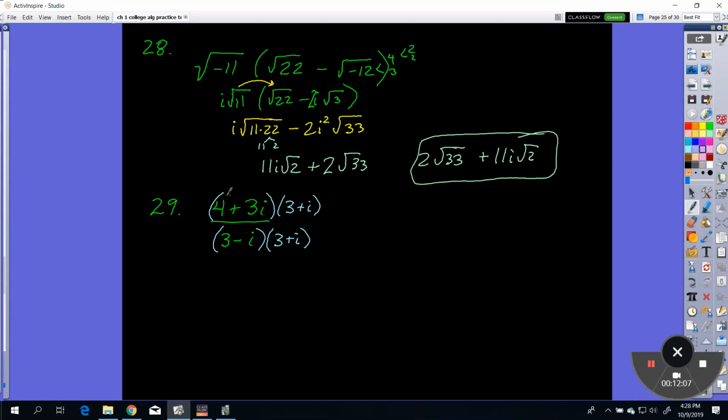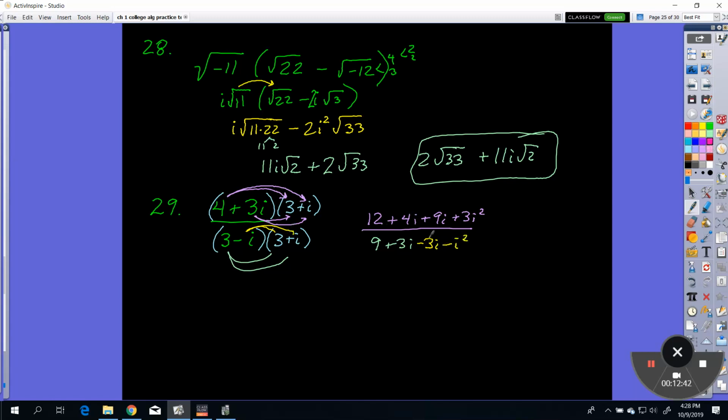But anyways, so now on the top, 4 times 3 is 12. 4 times i is 4i. 3i times 3 is 9i. And 3i times i makes 3i squared. So that's the top. On the bottom, we have 3 times 3, which makes 9, plus 3i. Because these are conjugate pairs, we know this middle stuff's going to go away, minus 3i minus i squared.